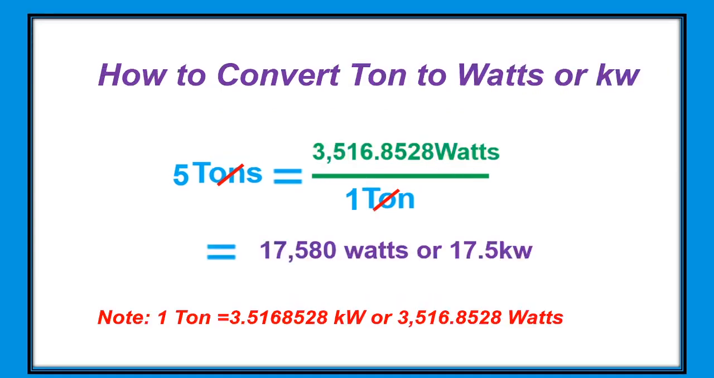Next, how to convert ton to watts. Our example here is 5 tons. Note, 1 ton equals 3.516 kilowatt or 3,516 watts. 5 tons equals 3,516 watts over 1 ton. So we're going to cancel the tons. 17,580 watts or 17.5 kilowatt.